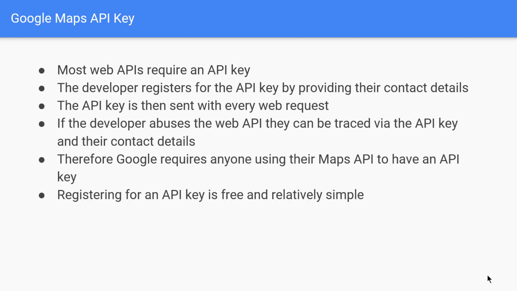Most web APIs require an API key. The developer registers for the API key by providing their contact details. The API key is then sent with every web request. If the developer abuses the web API, then they can be traced via their API key and their contact details. Therefore, Google requires anyone using their Maps API to have an API key. Registering for an API key is free and relatively simple.